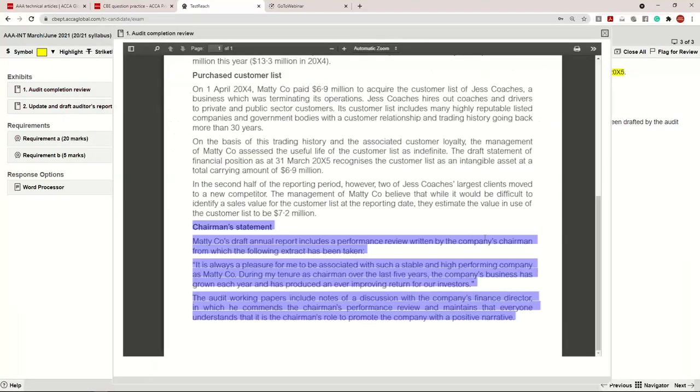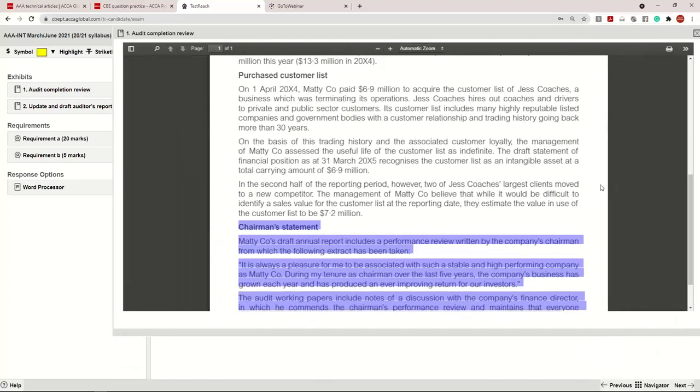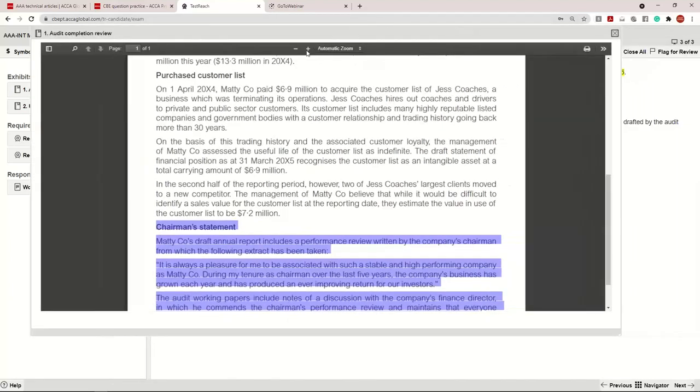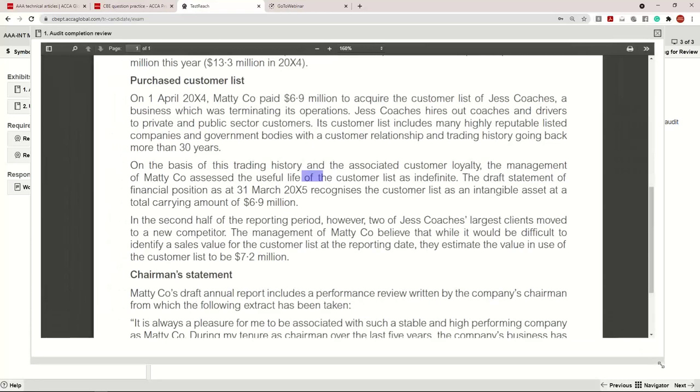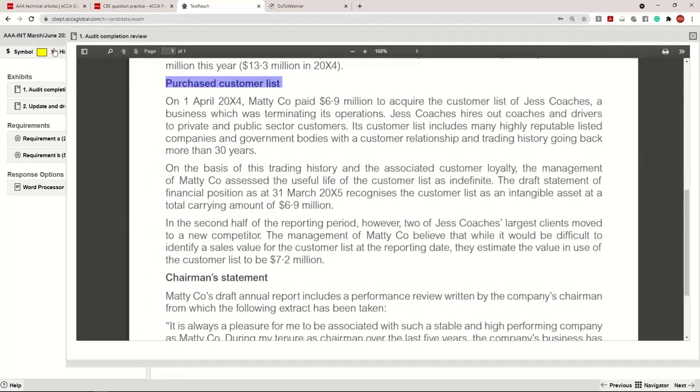Can you all read this purchased customer list on your screen in front? I'm giving you 5 minutes. I hope this is big enough for you to read. Can you read this purchased customer list paragraph and tell me you are clear with what is happening in the purchased customer list? Just read it. I'm giving you 3 minutes.